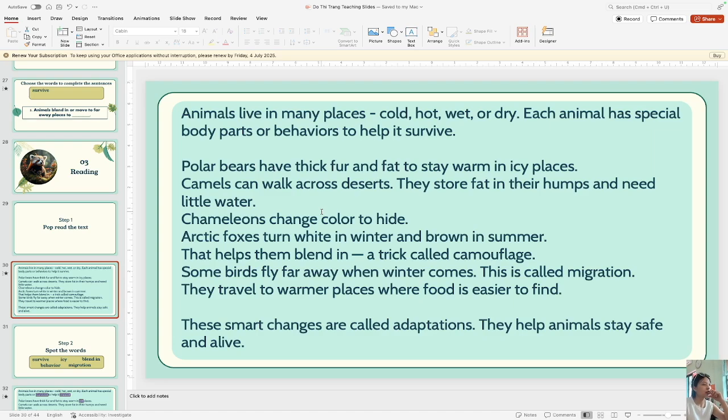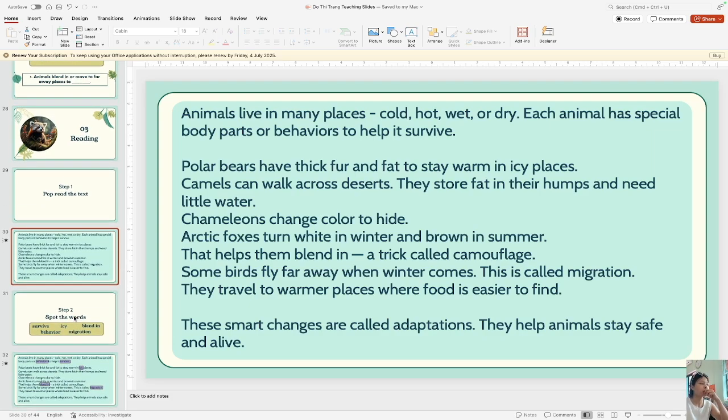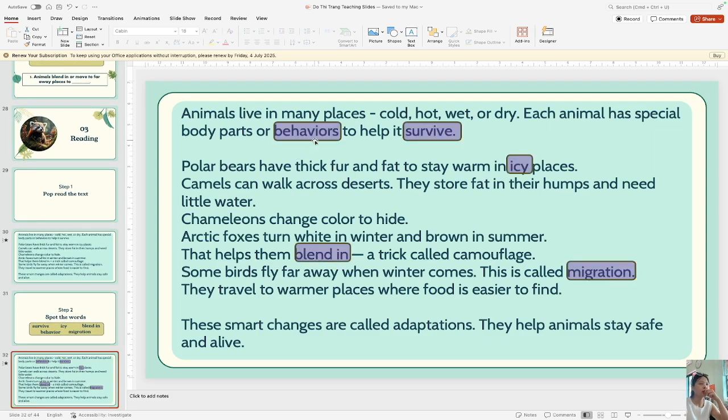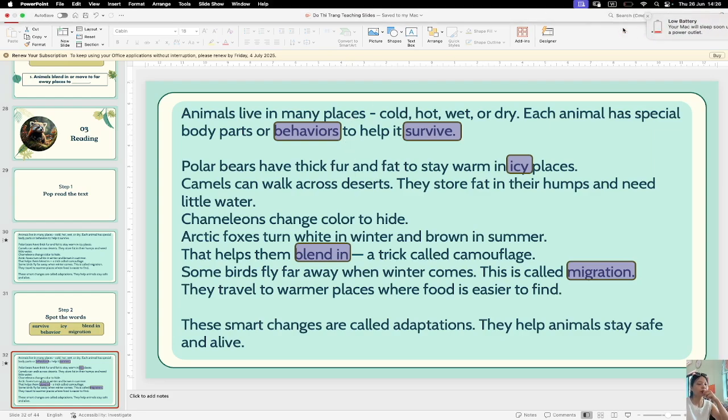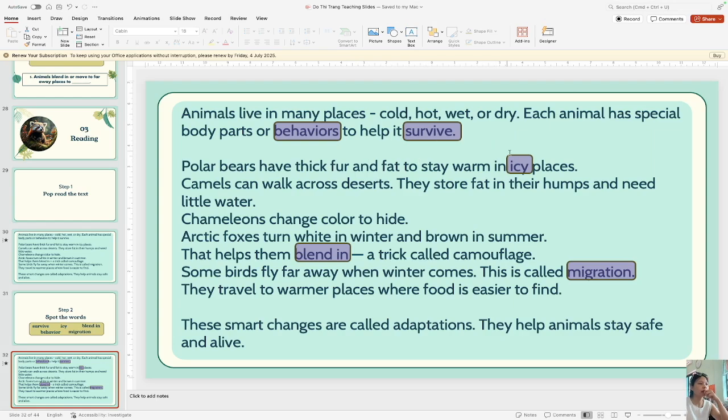As you can see here, this is a lesson for grade 1, but a lot of the vocabulary is at B2, even C1 level. And I don't get it. Why did they give me a text like this for teaching grade 1 students? And here I would choose 5 blocking words to pre-teach before we dive into reading. Here they are. We have behavior, survive, ICs, blend in, and migration.